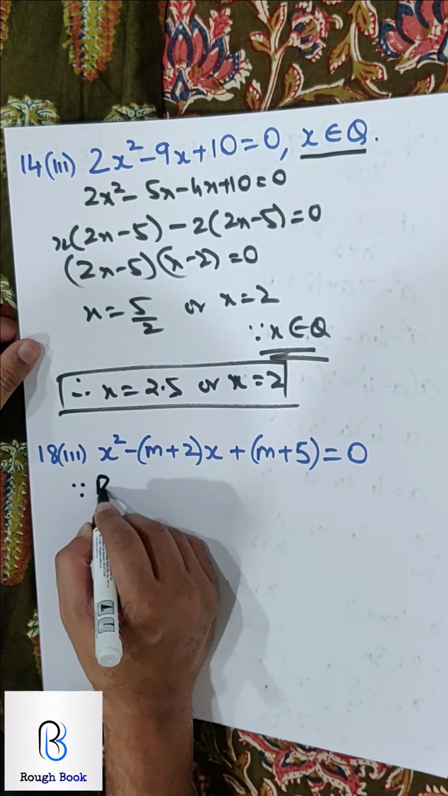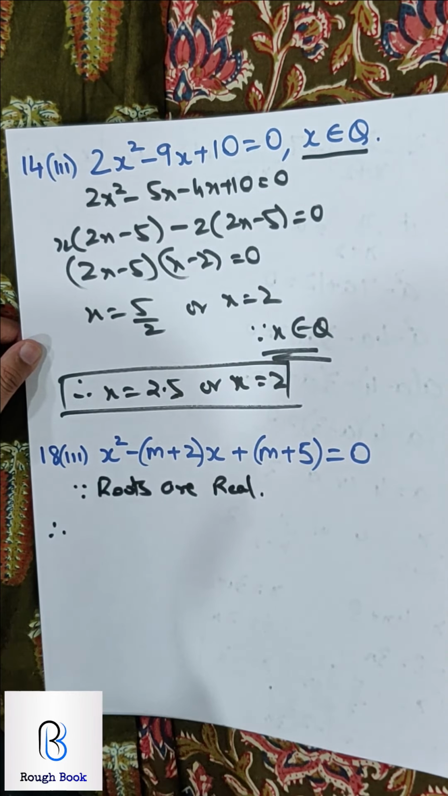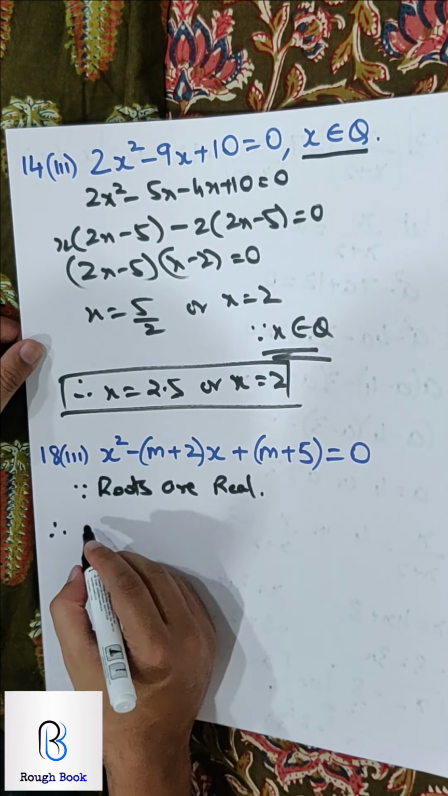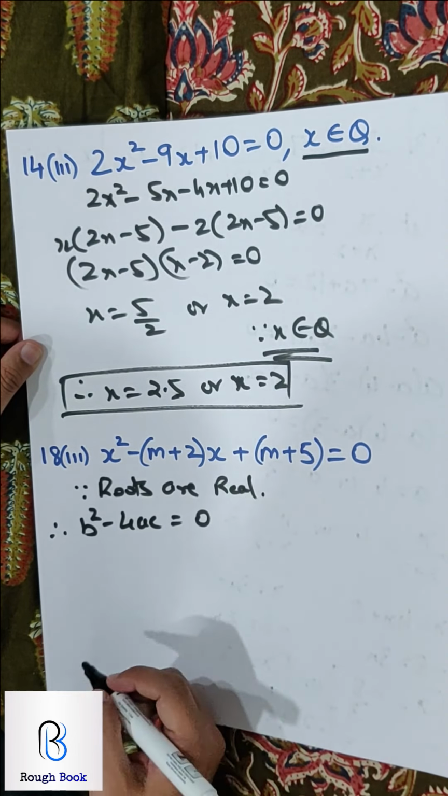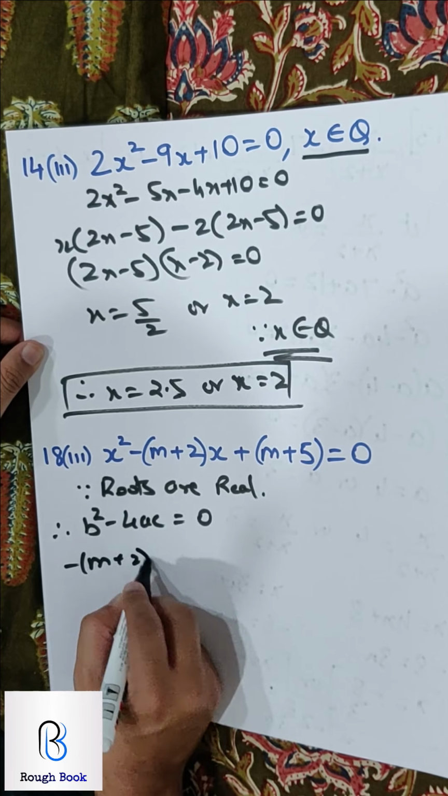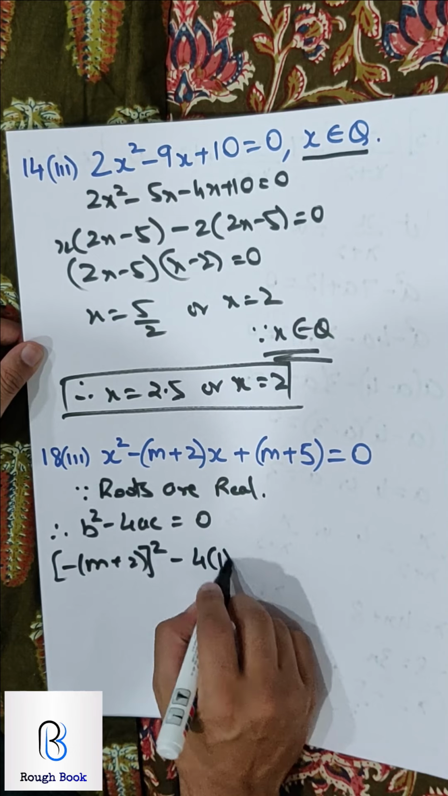So you say since roots are real, therefore, now since the roots are real, what happens is b square minus 4ac is equal to 0. Now what is my b? M plus 2. I hope you remember how to treat this negative sign. 4 times a into c.